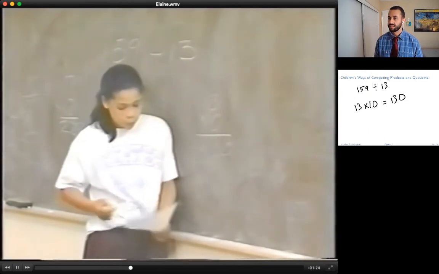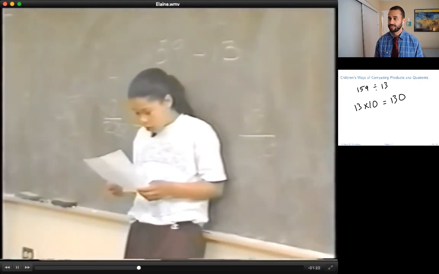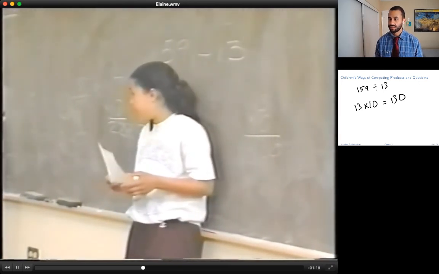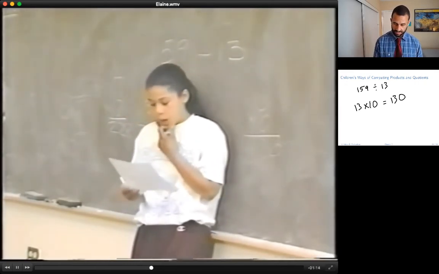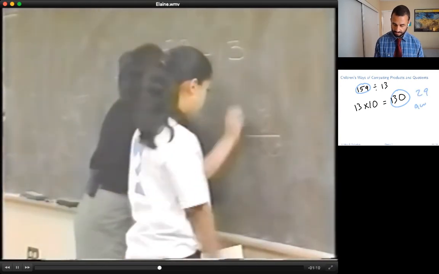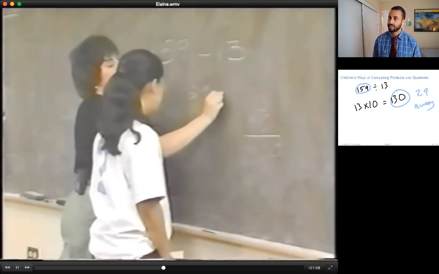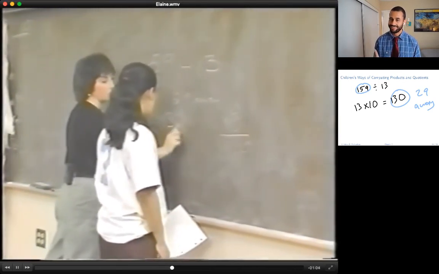130? 130, yep. And then I found out that I was 29 away from the right number, so I wanted to see how many 13s I could do. Write that down, that you were 29 away? Yeah. So then you put it over here, 29 away. So you wanted to see how many 13s would go into 29. Yeah.